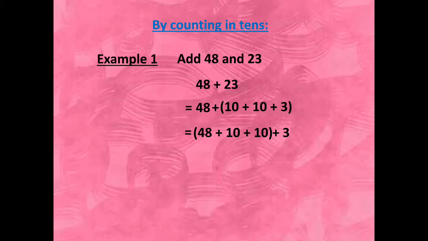58, 58 plus 10, 68. Then 68 plus 3, 3 times you have to count forward. 68, 69, 70, 71. So 48 plus 23 is equal to 71.